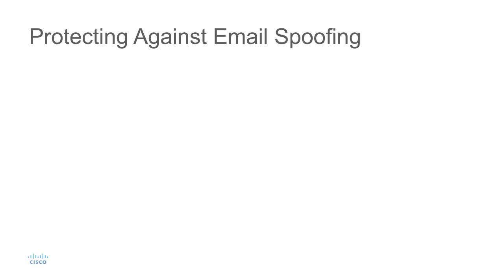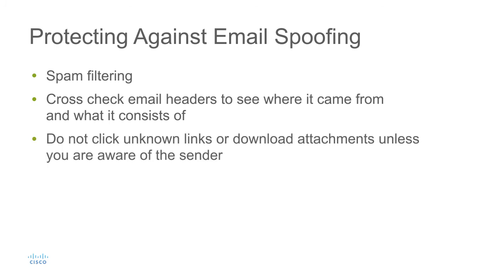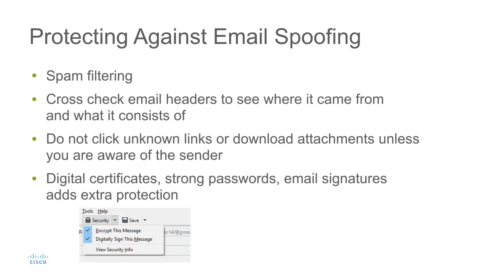Now, how do we protect against this? Well, spam filtering, of course. We want to watch our email headers to see where the message actually came from. And obviously, we want to watch for malware that can be delivered in email spoofing attacks. So we don't want to click on links or attachments that we are not expecting. And then finally, encrypt your messages and digitally sign your messages. And if you do this, then you're adding just another layer of security that'll help to prevent against email spoofing.